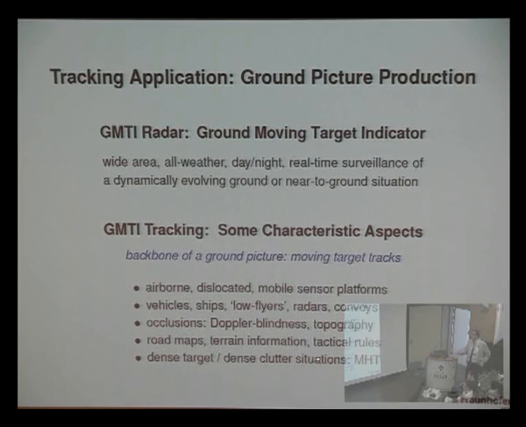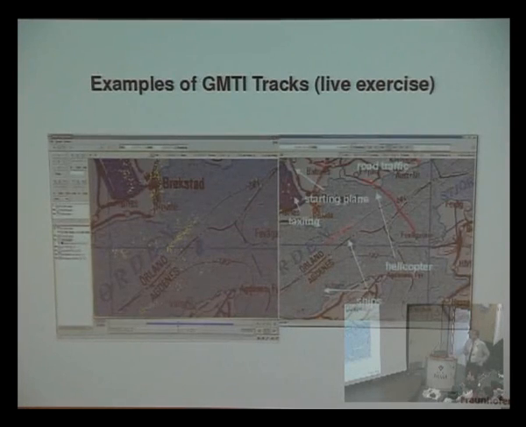We can exploit roadmaps and train information, tactical rules. This information we have in ground surveillance, not so much in air surveillance. And we have dense target, dense cluster situations, and highly ambiguous situations, a situation where multiple hypothesis tracking is very, very important. Now, I would like to show you some screenshots.